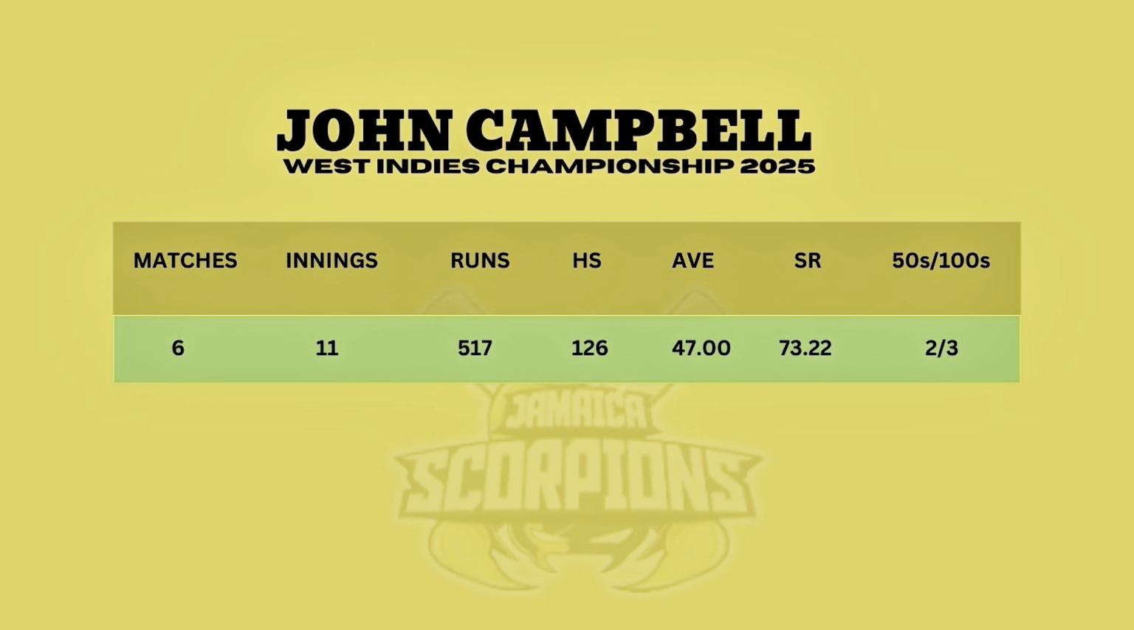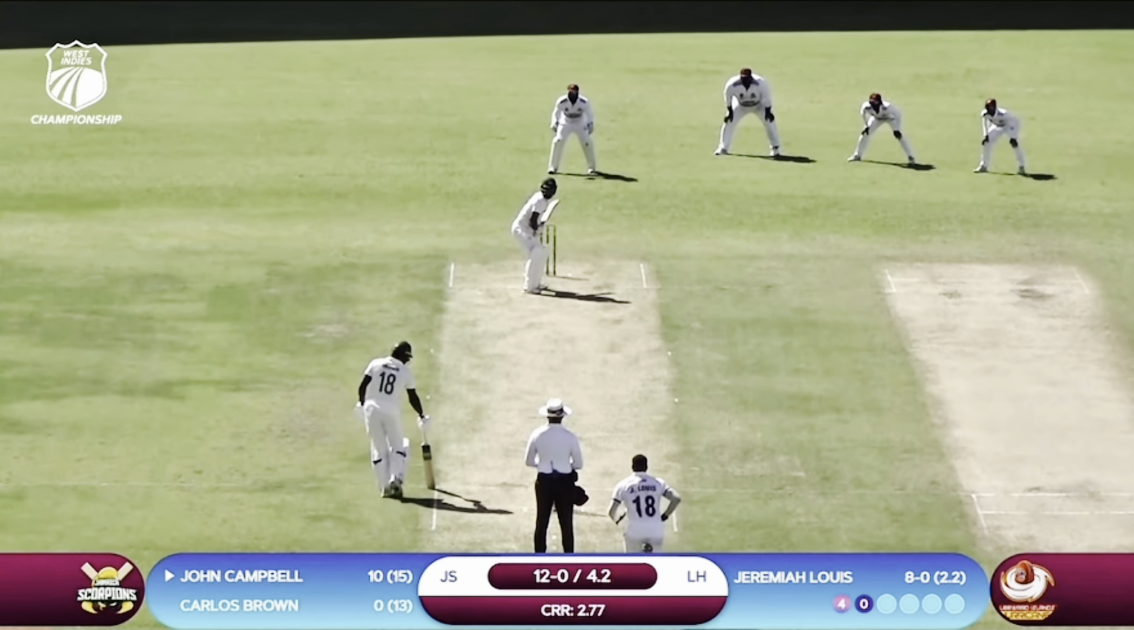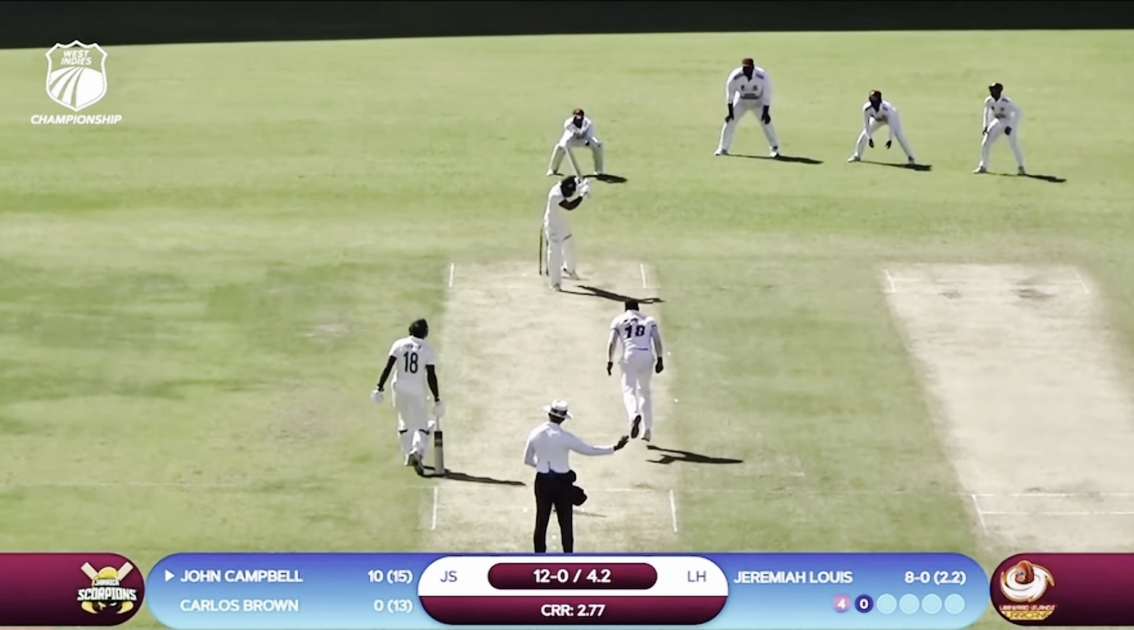He played 6 matches, batted for 11 innings, and amassed 517 runs at an average of 47. His strike rate was 73.22. His highest score this season was 126, and he also made two 50s and three centuries in the process. John Campbell, for me, is my first opener.